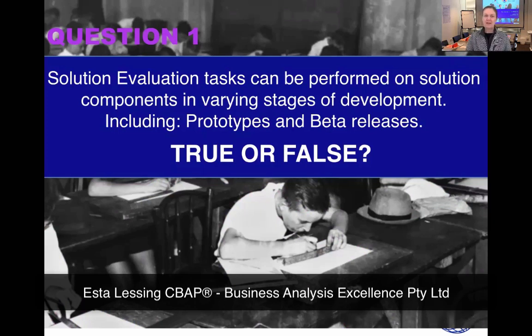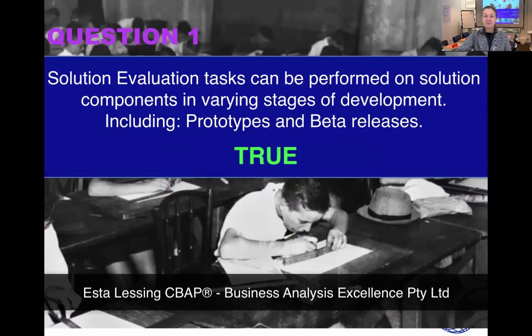3, 2, 1. It's true. As I said right up front, when we looked at the business analysis value spectrum, any product that is either close to going into operational use or production, even prototypes and beta releases could actually be assessed for performance solution measures.